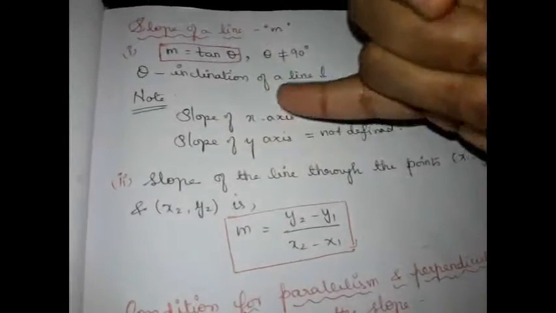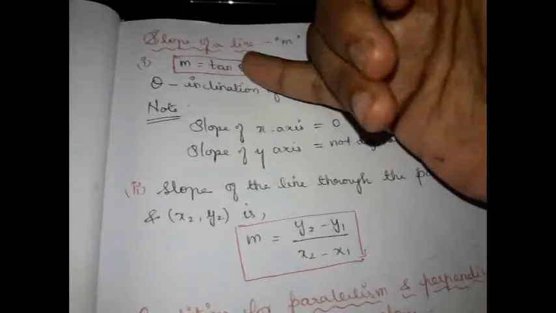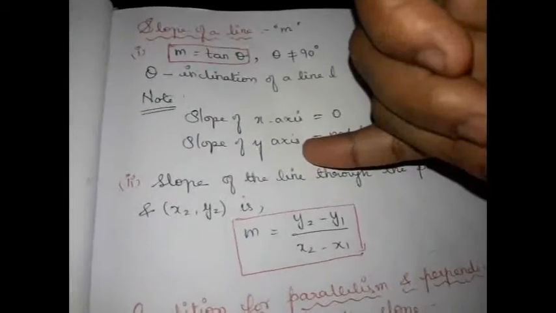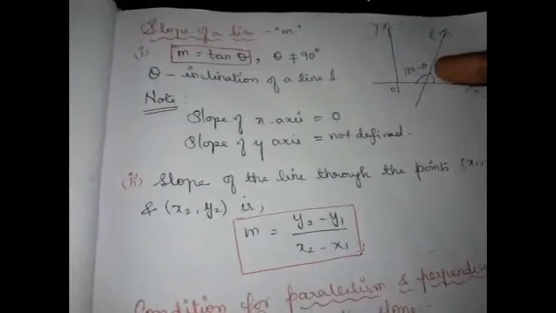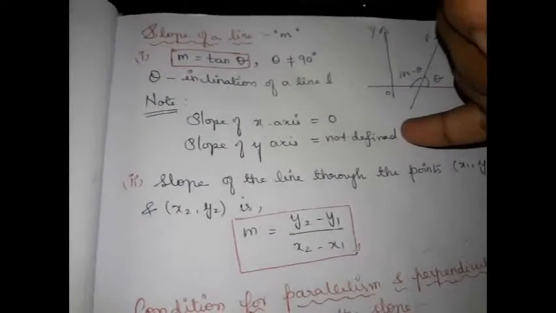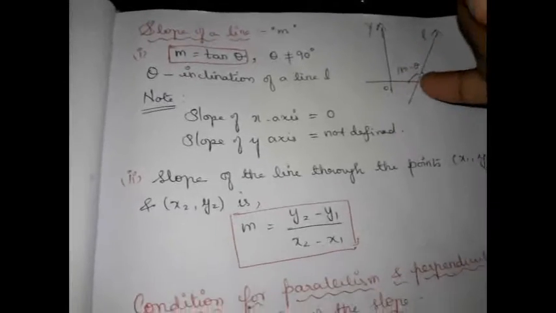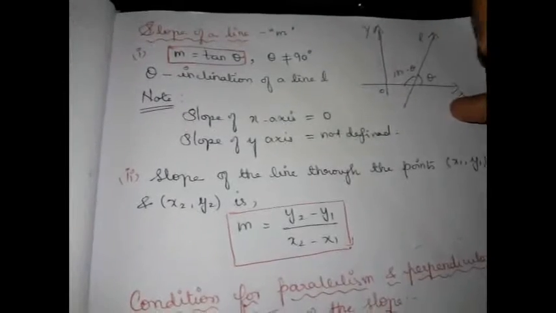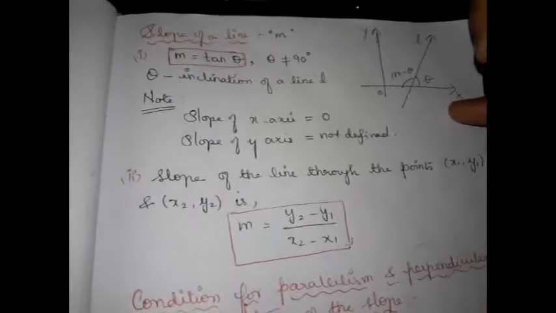Therefore, what will be the slope of the x-axis? When we talk about the x-axis, this line is on the x-axis, therefore theta is going to be 0. So tan 0 is 0. So the slope of the x-axis is 0. What is the slope of the y-axis? Y-axis means it is going to be a perpendicular line, so theta is going to be 90 degrees there, right? So tan 90 is not defined. Therefore, the slope of the y-axis is not defined, right?